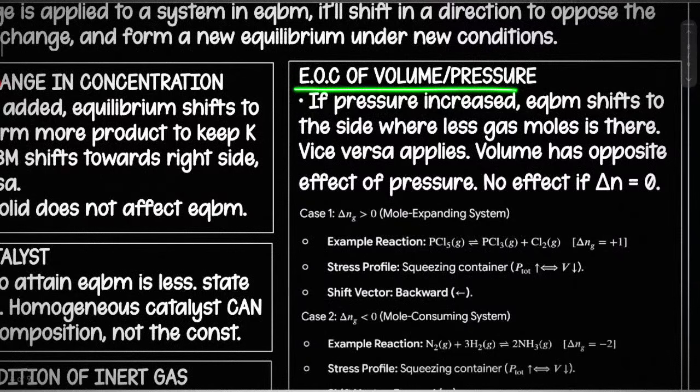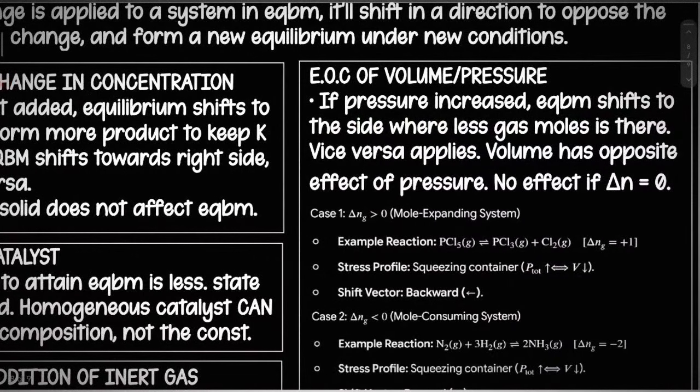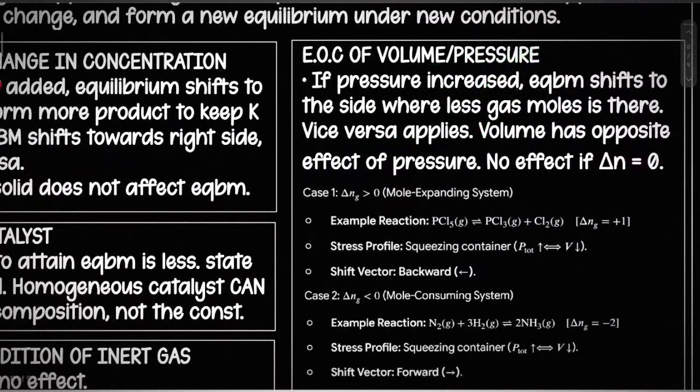This is the effect of change of volume or pressure. If the pressure is increased, equilibrium shifts to the side where fewer gas moles are there, because pressure is compressing the vessel. I'm giving you a physical way to think about it. The pressure is putting pressure on the gas moles, and they are forced to get smaller in number. So they shift to the side which has fewer gas moles to accommodate the pressure. And vice versa, if pressure is decreased, it shifts to the side with more gas moles.